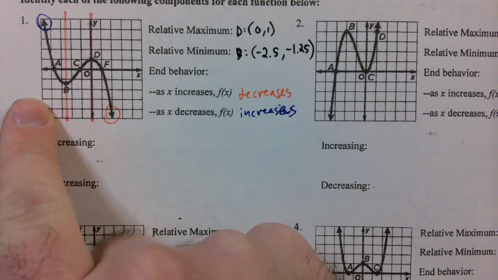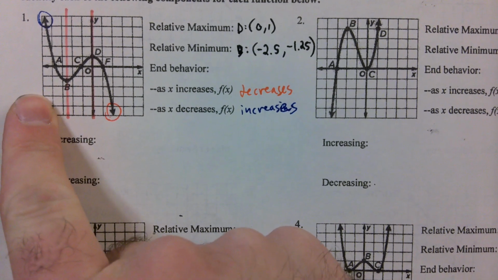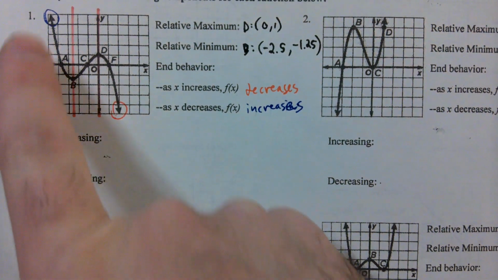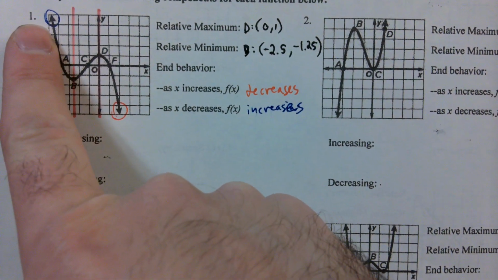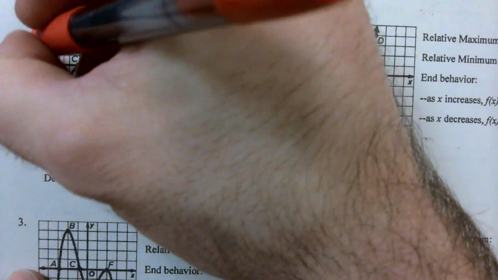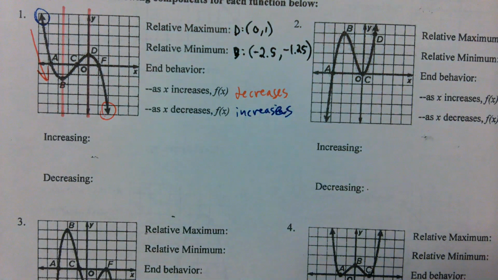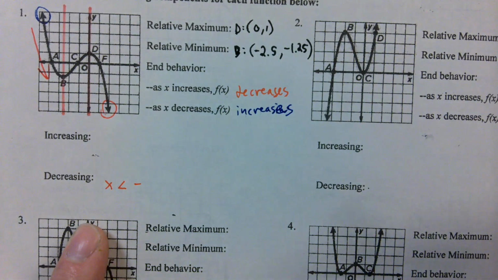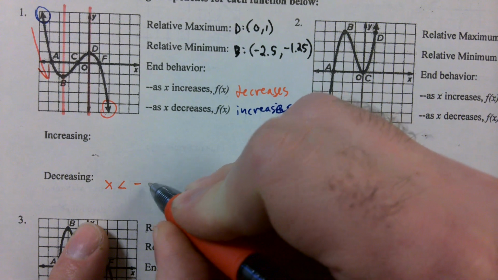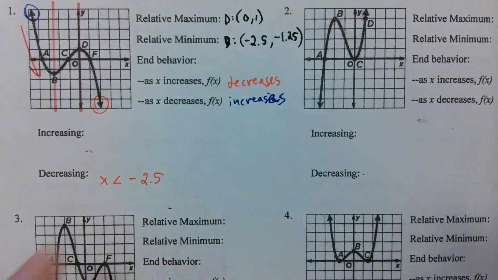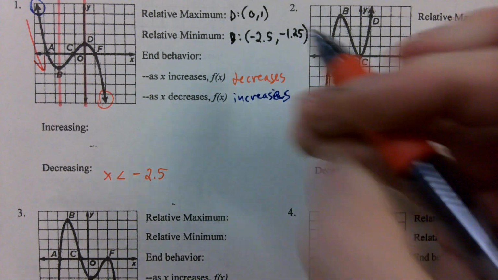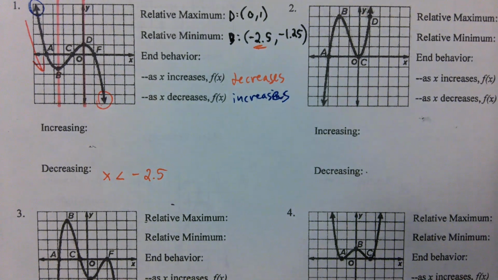Okay. So this segment here on the left, am I increasing in that segment or decreasing? Decreasing. Even though my arrow's pointing up, I'm reading the line from left to right. So this is a decreasing segment, and it's any X value less than negative what? Negative 2.5. My X coordinate was negative 2.5.